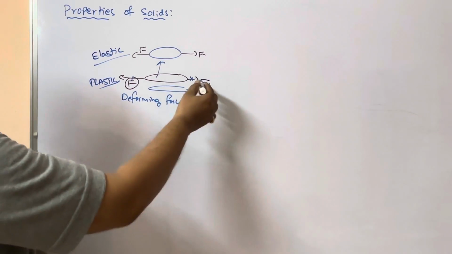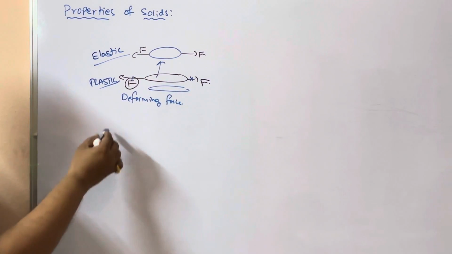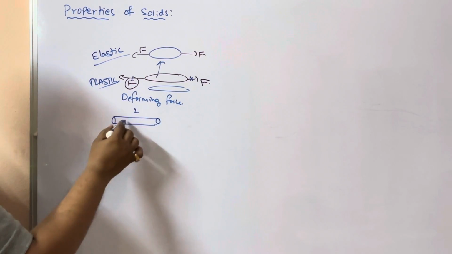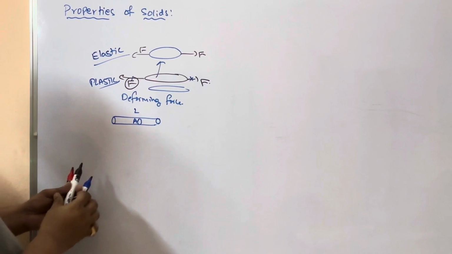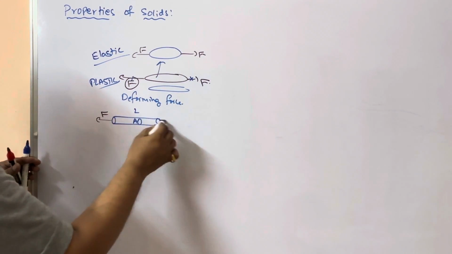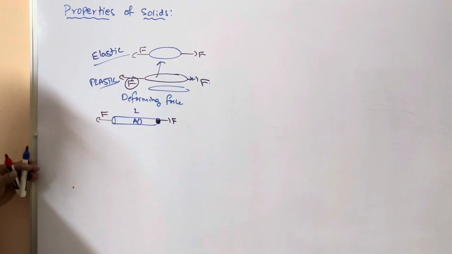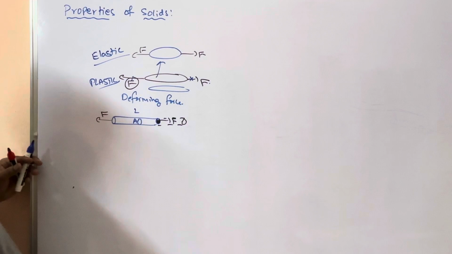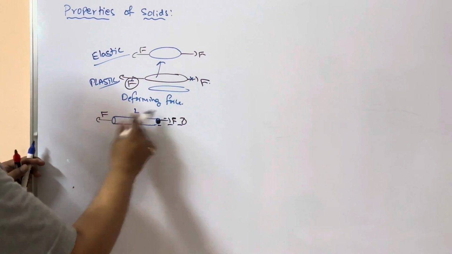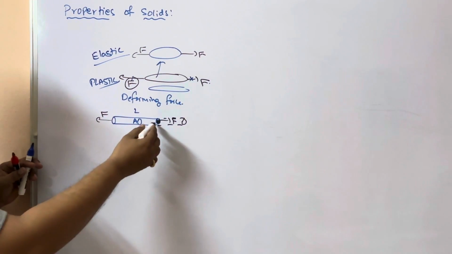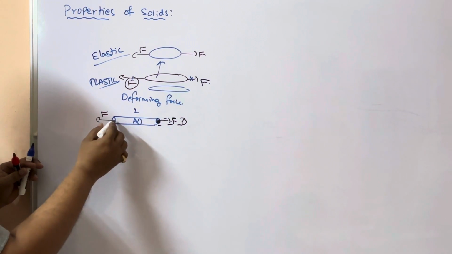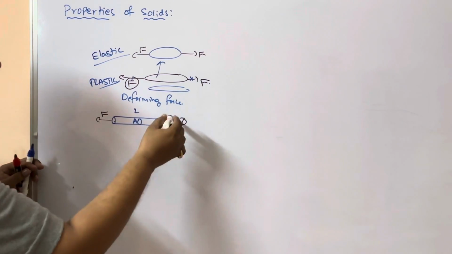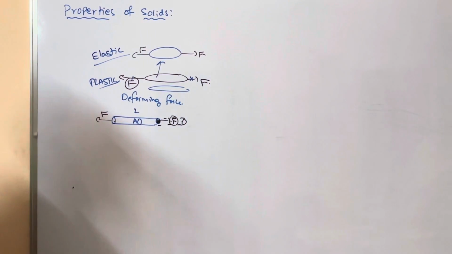Whenever we apply force, its size and shape changes. Like that, if you take a wire of length L and area of cross section A, and apply force perpendicular to the surface area, we call it normal force. Then let us assume its length is going to increase. If the length increases, its size and shape is changed, isn't it? At that time, this object is having strain. It is under strain. What we applied on this object is stress.